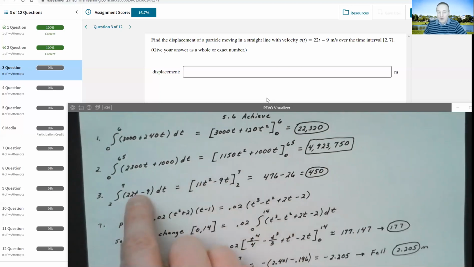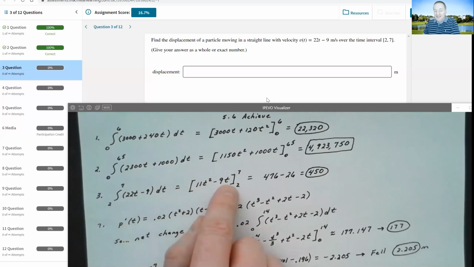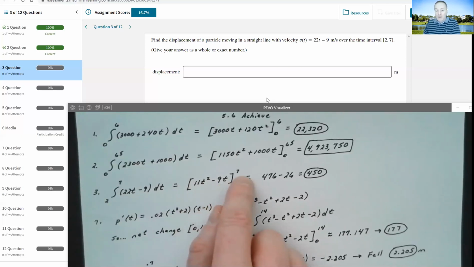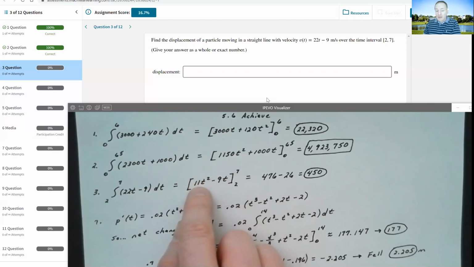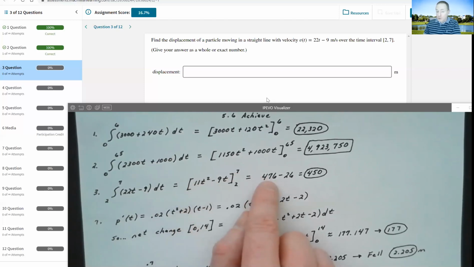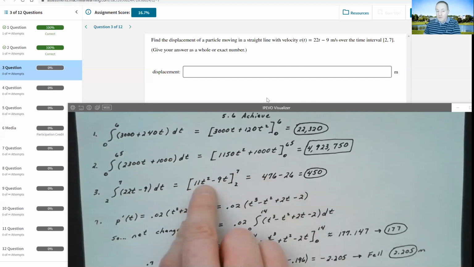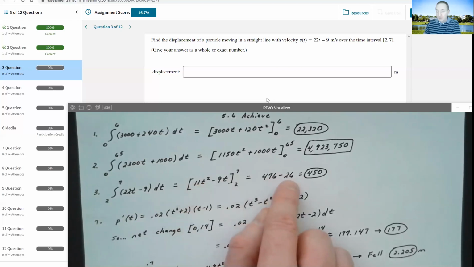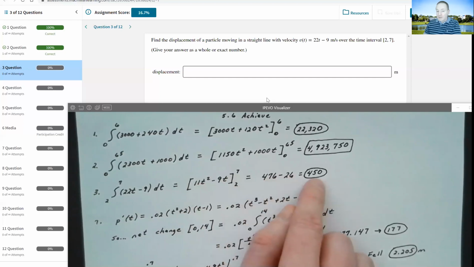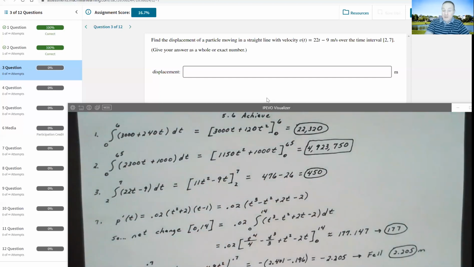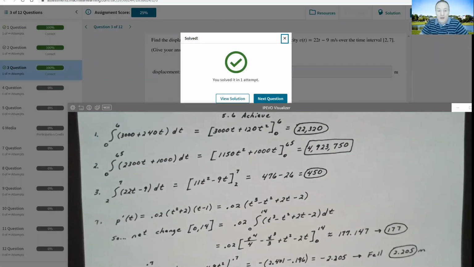Of course, when we integrate that, we'll get our 11t squared minus 9t. And then when we evaluate it at 7, that's 11 times 49 minus 63. I got a 476. We always subtract the lower limit of integration. For that, I had 11 times 4, 44 minus 18 to give me a 26. Upper limit minus lower limit gave me a total of the change of position, or the displacement in this problem, from 2 to 7 seconds. It increased 450 meters in whatever would be considered the positive direction.